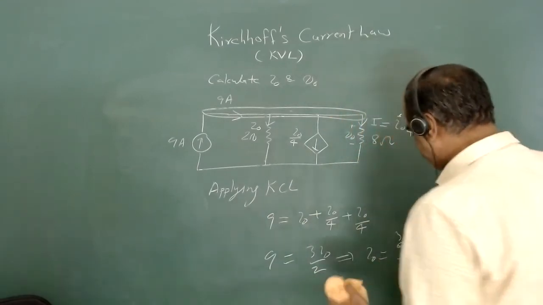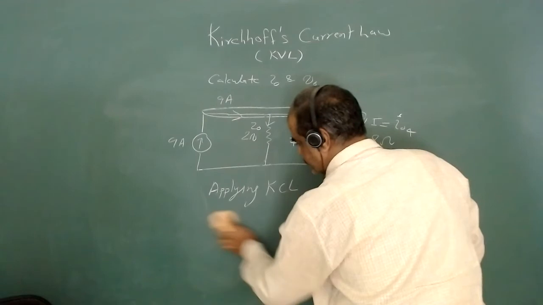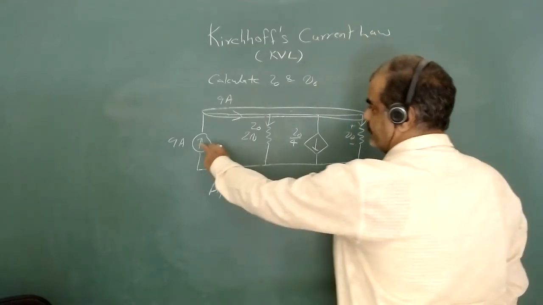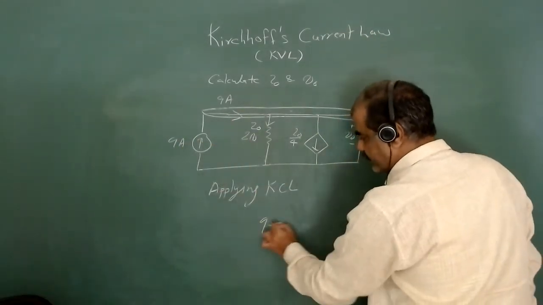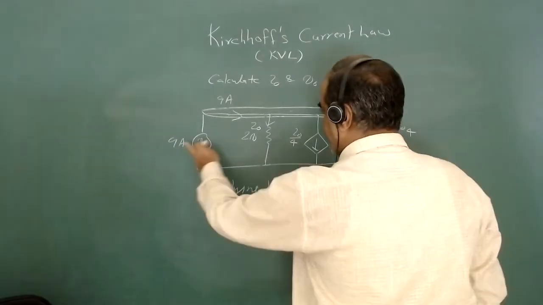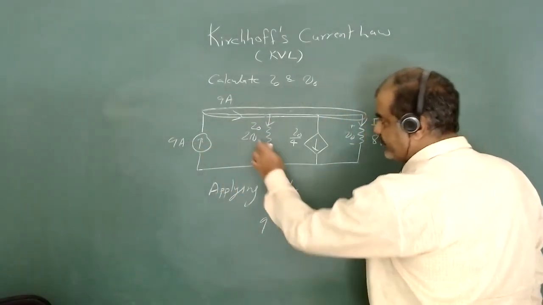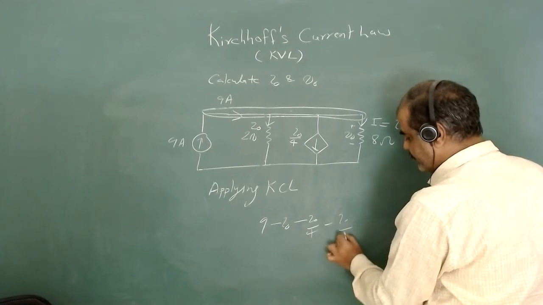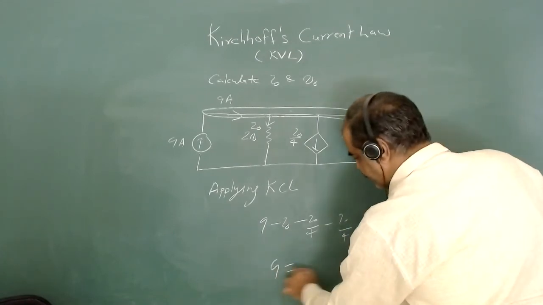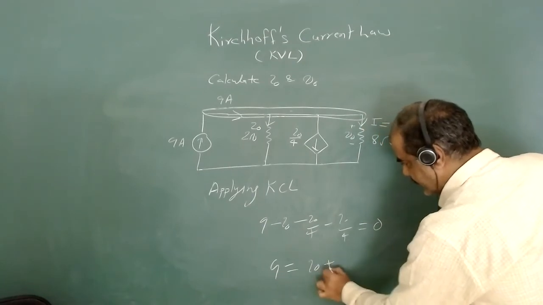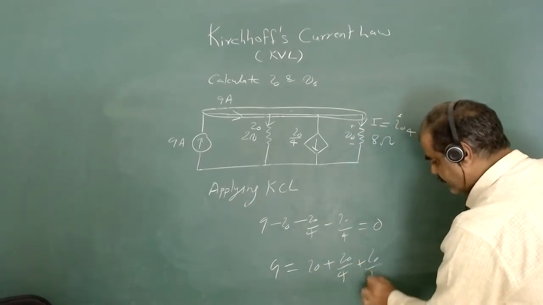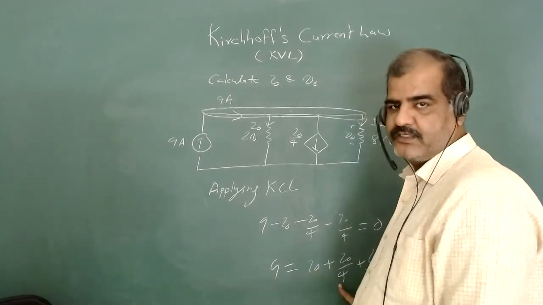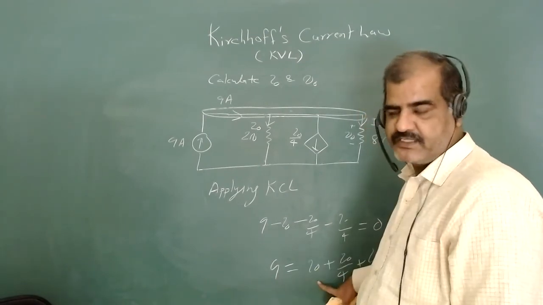So Kirchhoff's law says the algebraic sum of currents entering a node should be 0. For example, here this 9 ampere current is coming. When applying KCL, this will be taken as positive, and the current leaving should be negative. So this I0, this I0 by 4, and this I0 by 4 will be negative. If I sum this, that means the current entering a node equals the current leaving the node. This is also one of the forms of KCL.